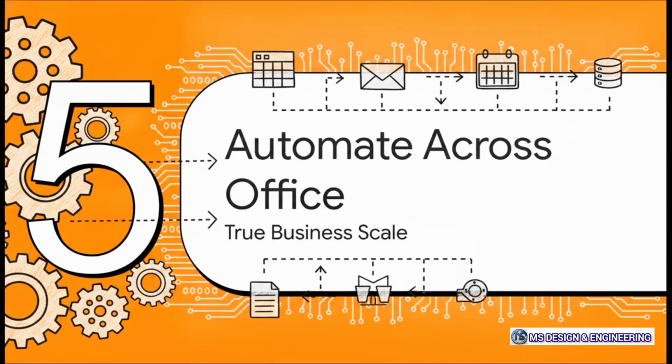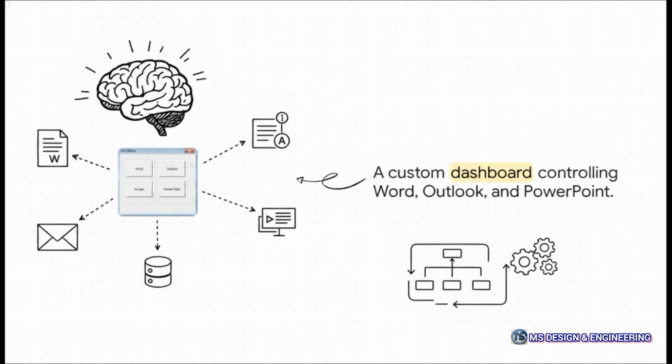Finally, let's look at Section 5, Automating Across Office for True Business Scale. Let's see how all of this builds into our final evolution as analysts. Because guess what? Our code isn't actually trapped inside Excel. With VBA, Excel can literally act as the central brain for your entire business operation. By enabling references to other applications in your Tools menu, you can build a centralized dashboard, just like the one we're looking at here, that triggers complex actions across the whole Microsoft Office suite. You essentially become a one-person automation powerhouse.